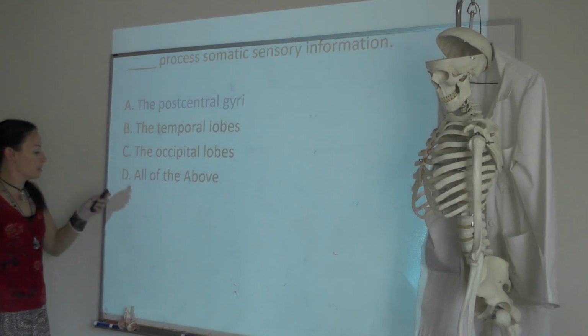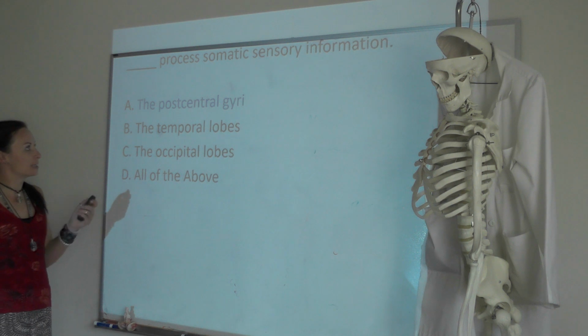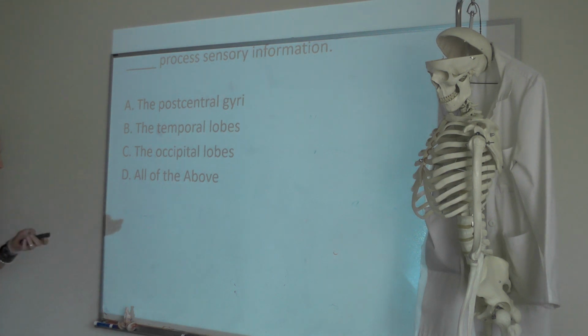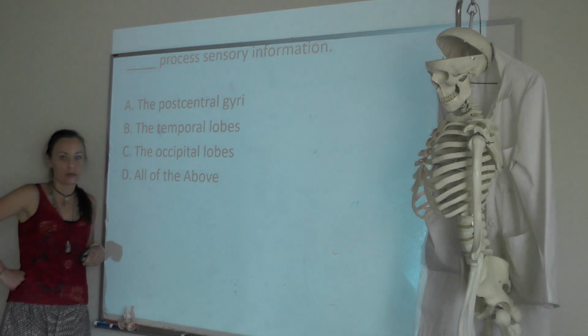Yeah, the answer is the postcentral gyri, and that is because they're in our parietal lobes that are our somatosensory cortices. Okay, the blank process sensory information. A, the postcentral gyri. B, temporal lobes. C, occipital lobes. D, all of the above.